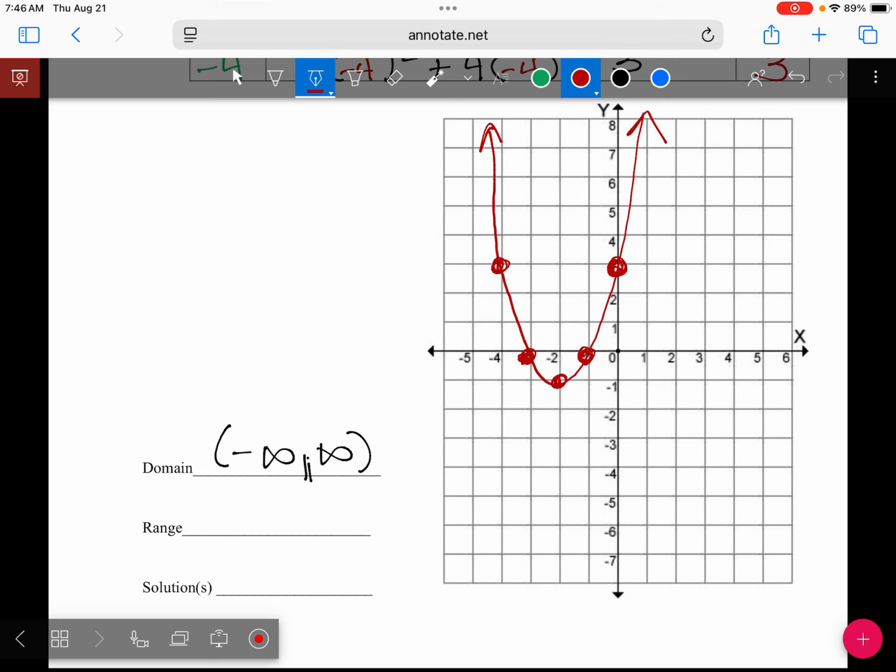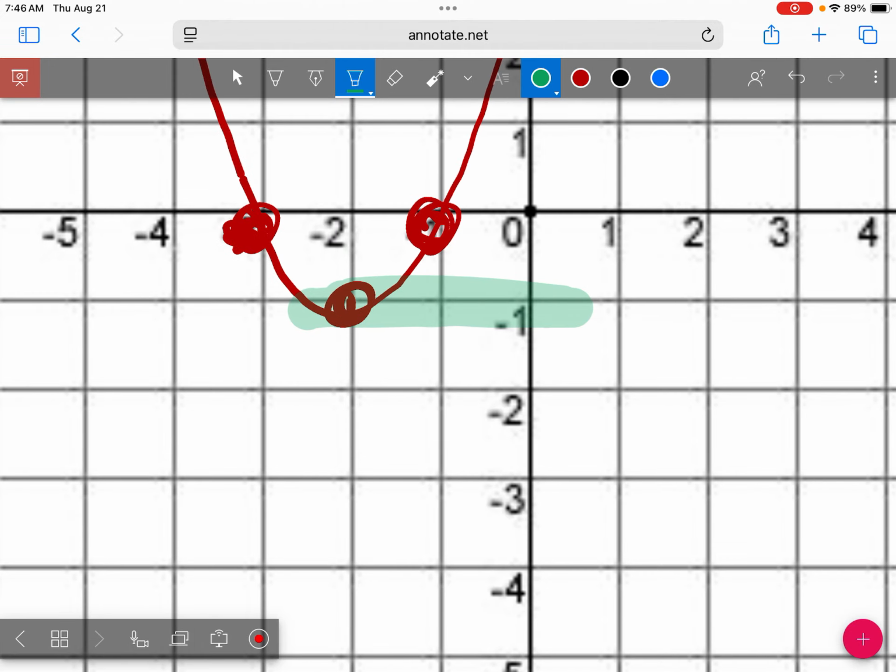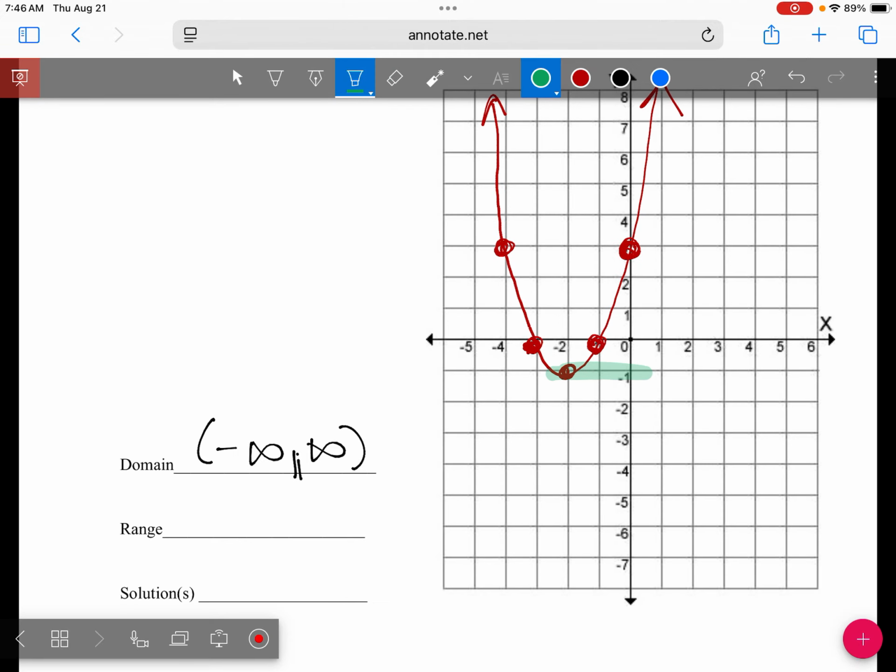All right, range. Now for the range, this is my lowest point. When I say lowest, I'm talking about Y. So this is where my graph starts. So what number did I highlight in green? -1. So that's my lowest number. So I don't start with infinity because this one is going up. I'm going to start this one with a -1. And then it goes up forever.